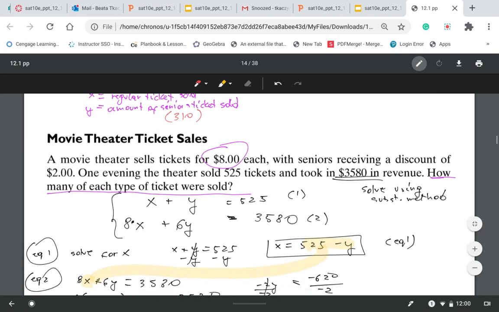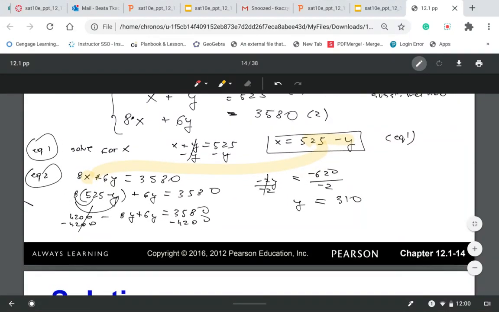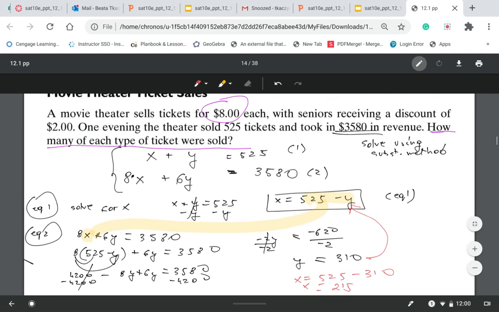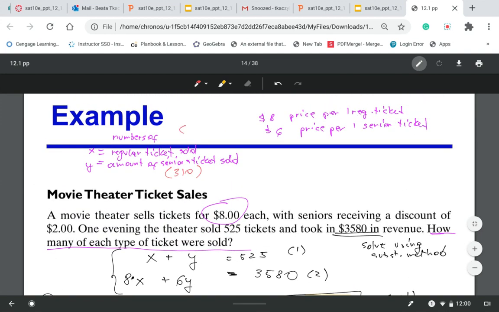That's the answer. So now we have to find x. And how are we going to do it? Here, just go back to equivalent equation 1 and replace that y with 310 right here. So x will be equal 525 minus 310. So we're having 525 minus 310, and x is equal 215. So 215, that's the amount of regular tickets.